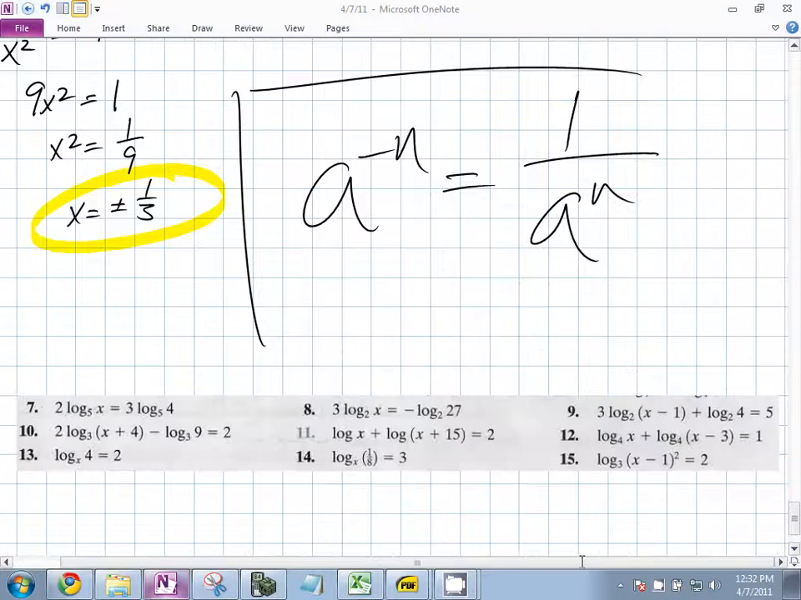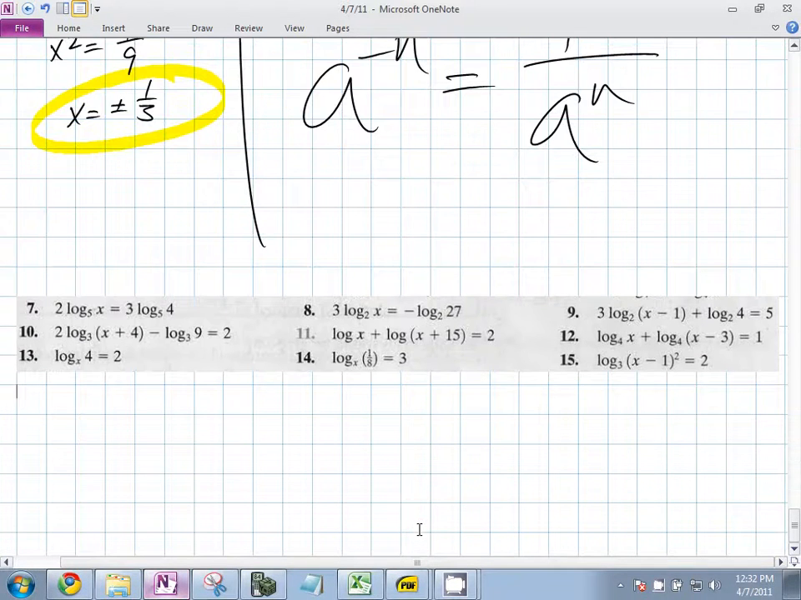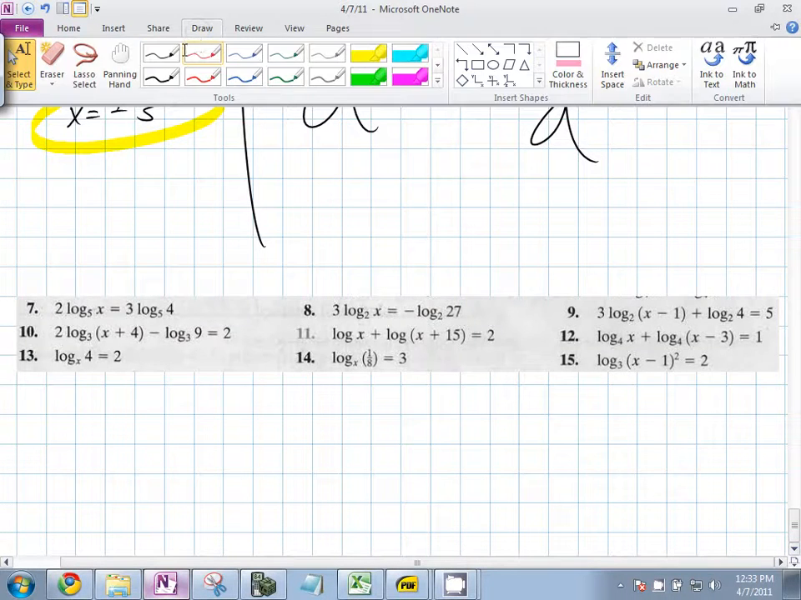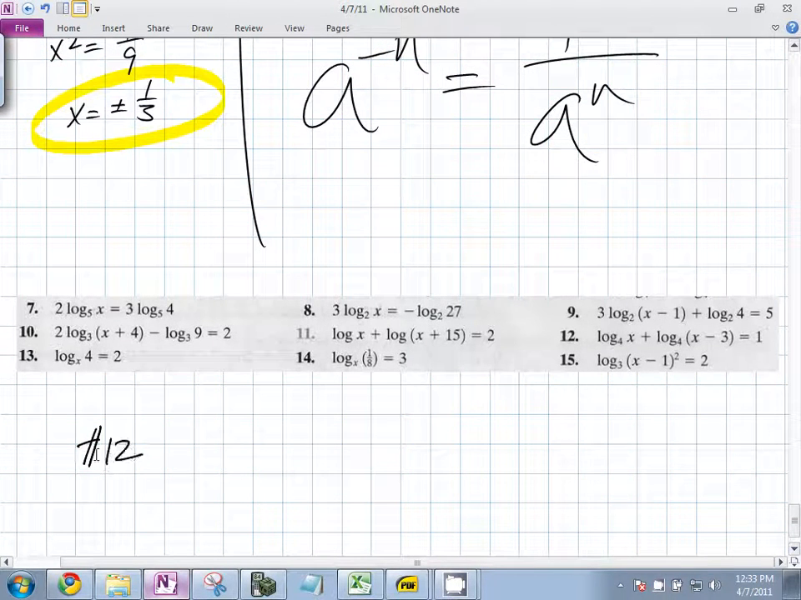Which one out of 7 through 15 looks the scariest? Sorry, I didn't cut out to 18. We'll do it in smaller chunks than that. 12. Which one looks really scary? 12? Okay, let's take a look at 12 as a group before I set you free-ish.